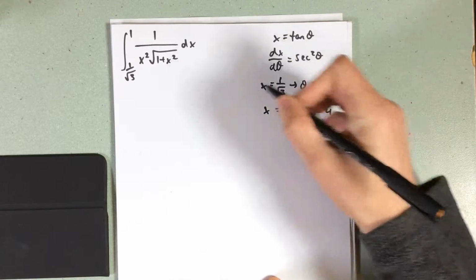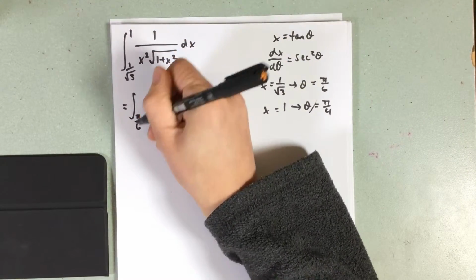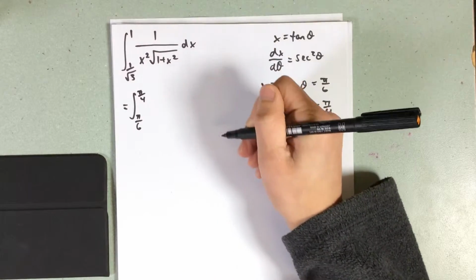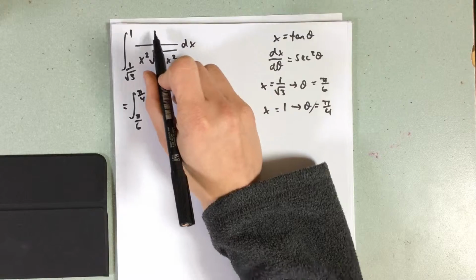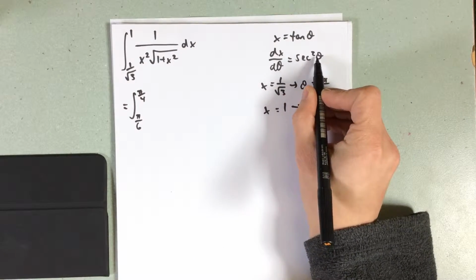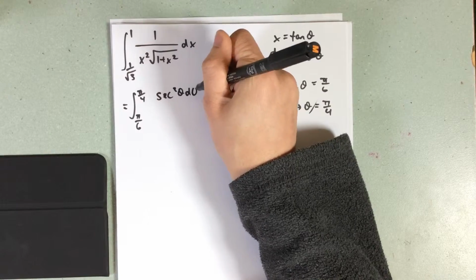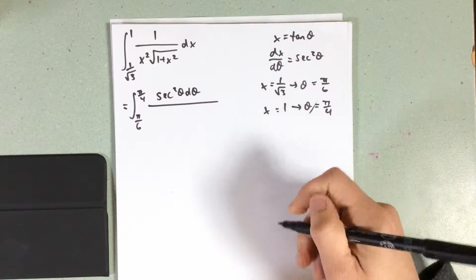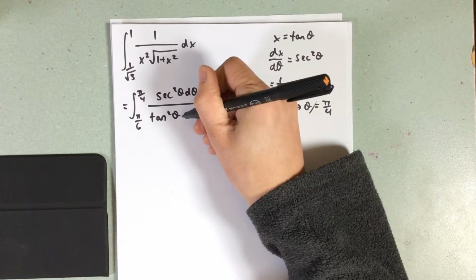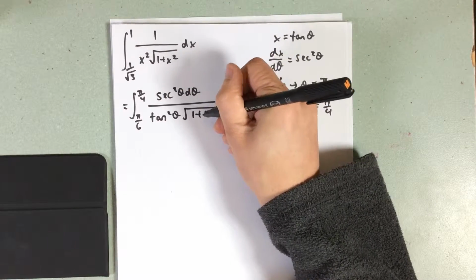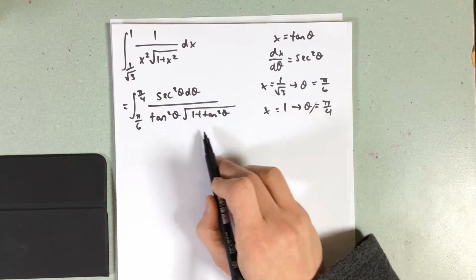Okay, now I've got all my pieces, I'm going to substitute in. Here we go. My new boundaries are from pi on 6 to pi on 4. Then this dx is going to become a sec squared theta d theta. So I'll stick that on the numerator there. Okay, what am I going to get on the bottom? Well, that x squared is going to turn into tan squared, and then you've got the square root of 1 plus tan squared there.